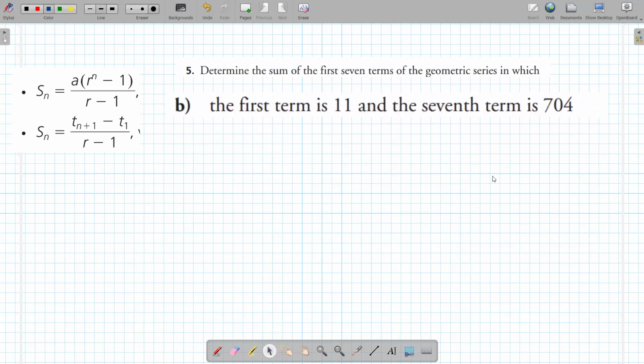So this question is asking us to find the sum of the first 7 terms. So again, we know we're trying to find what S7 is. This is the goal, which means n is 7. Here we're given the first term, so A is going to be 11. What about this number, 704? How would you denote this? It's just T7.